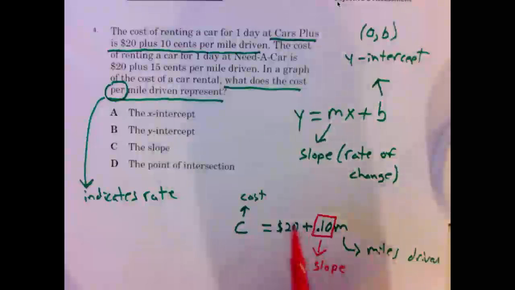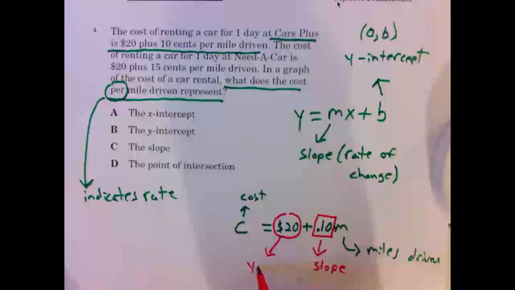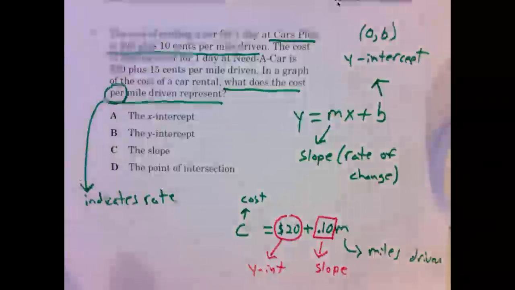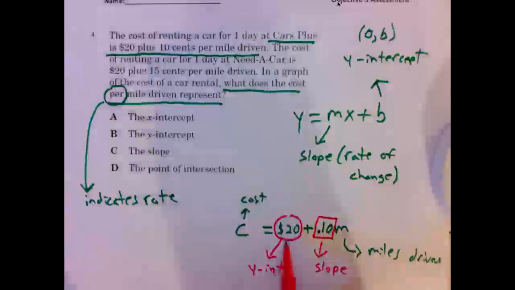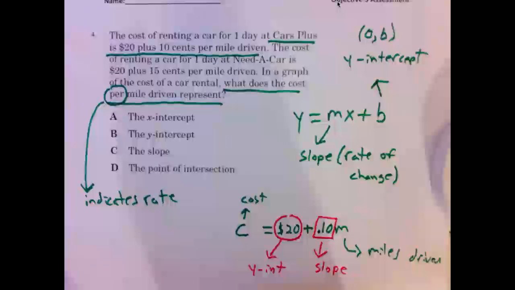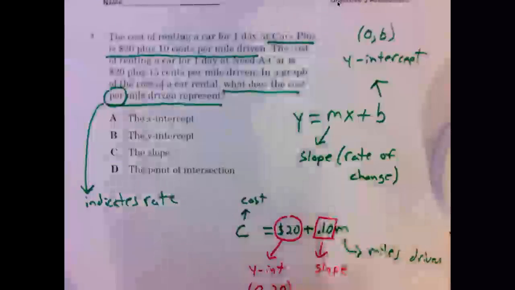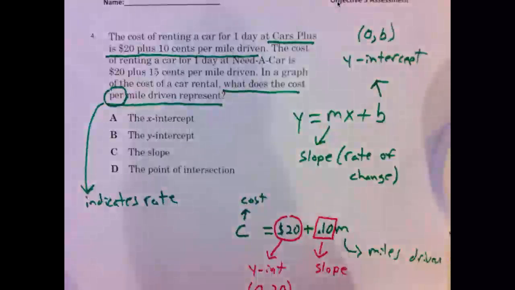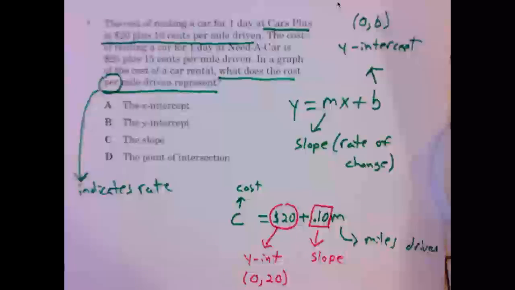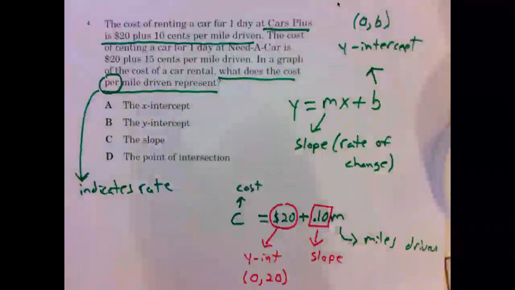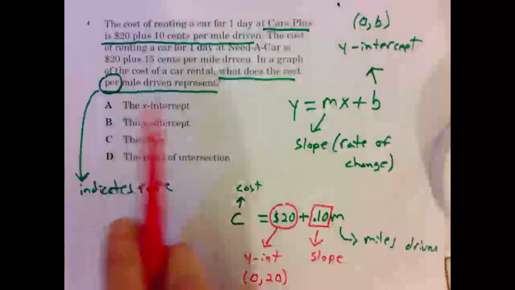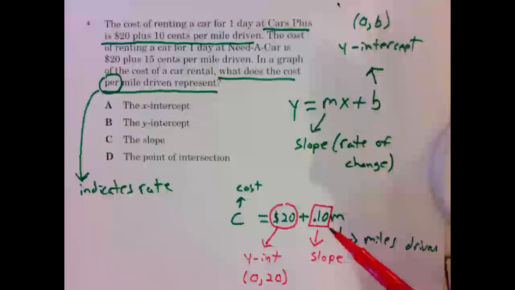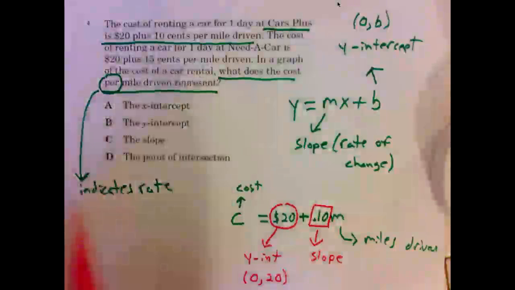This is the y-intercept. It's the constant. As you can see, that's the cost whenever no miles are driven. That's the start amount. This 20 is the point (0, 20). When the number of miles is 0, the cost will indeed be $20. Okay, so we see in this situation, the cost per miles driven, this 0.1, is indeed the slope. Number 4, the answer is C.